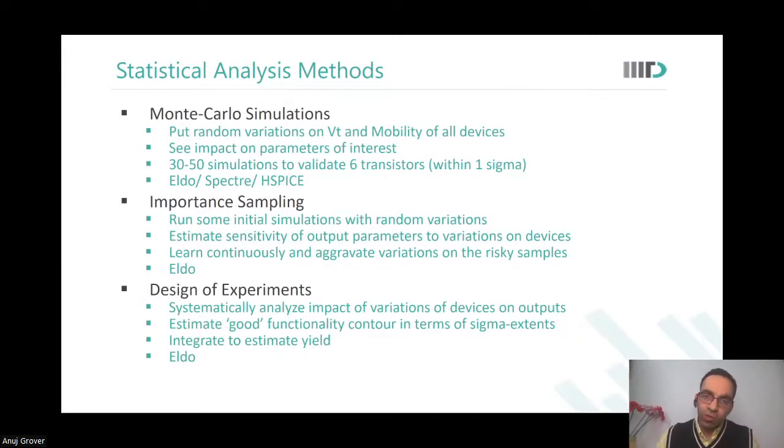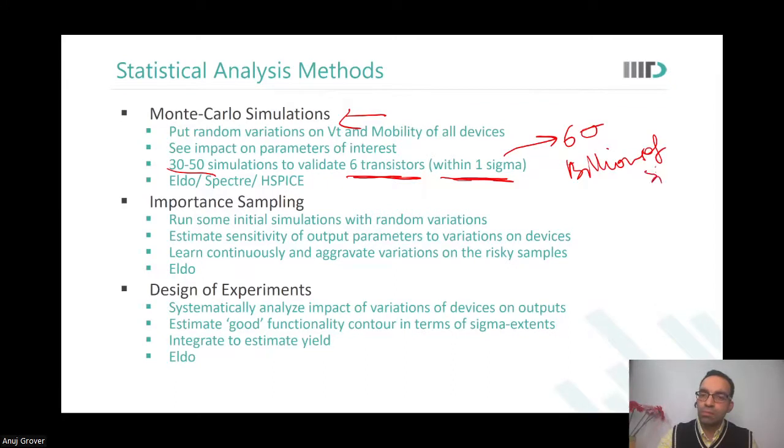In terms of doing the statistical analysis, Monte Carlo simulations is something that you already know about. But just to qualify a 6 transistor memory cell within 1 sigma range, you need 30 to 50 simulations. If you have to go to 6 sigma qualification, you will need billions of simulations. This is prohibitive. You cannot really have that kind of a design time.